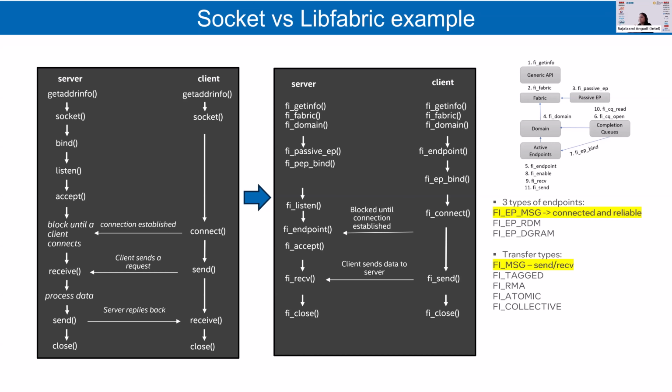We use FI EP message endpoint, which is connection-oriented for reliable transfers, and it is doing similar things to the program on the left side. We can use this with different providers like TCP and verbs, and it can run on the hardware supported by these providers. It uses FI send and receive for the data transfers. So the same program can be done with the Libfabric APIs, and Libfabric just provides common interfaces without developers having to change for different sets of hardware.